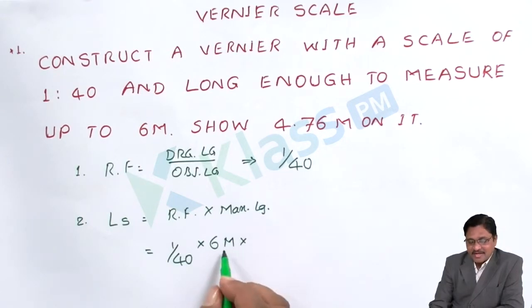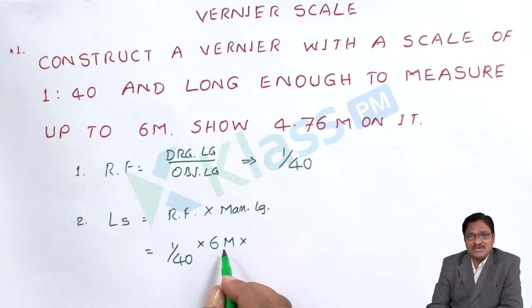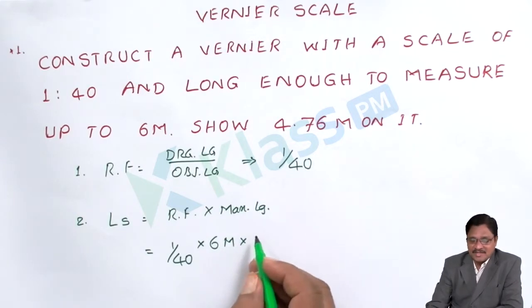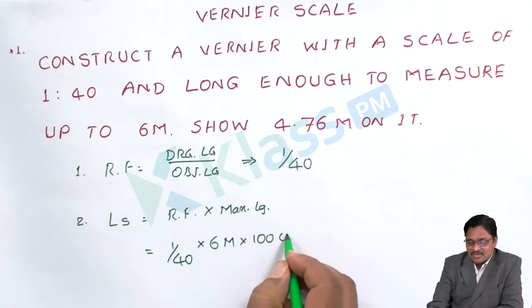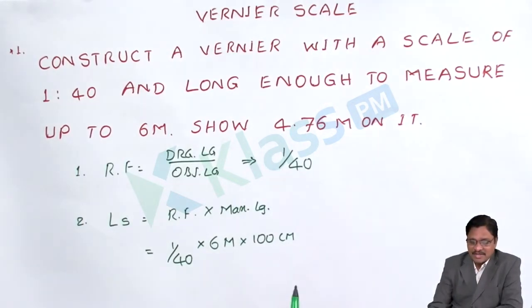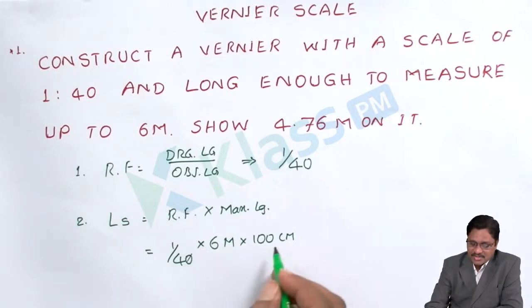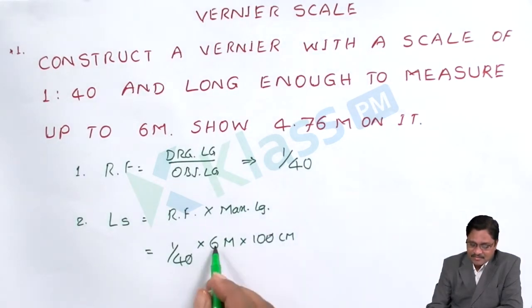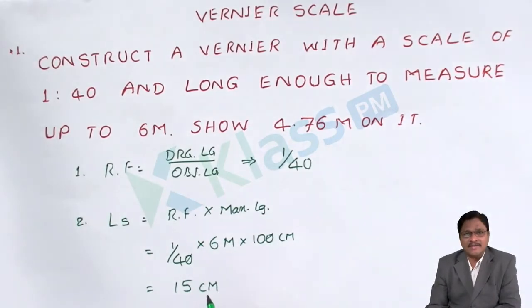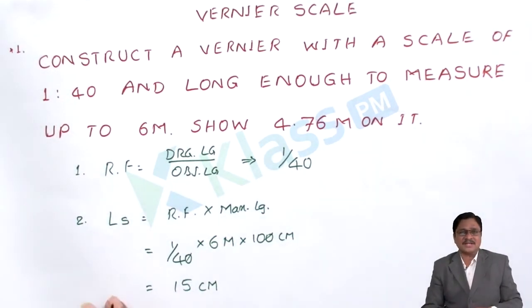But one more thing you have to recognize, same as in the earlier cases we did: meters cannot be represented directly, so for convenience we use centimeters. So convert to centimeters. 1 meter equals 100 centimeters, so multiply with 100 to get the value in terms of centimeters. Now simplify: the 0s get cancelled, 4 into 1.5. How much are you getting? 15 centimeters.